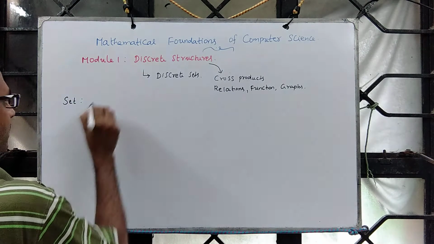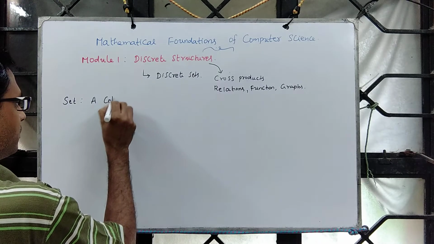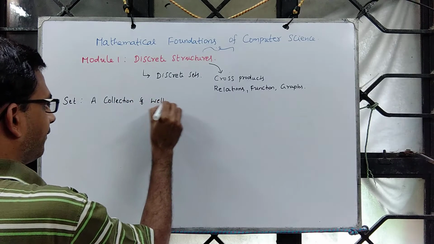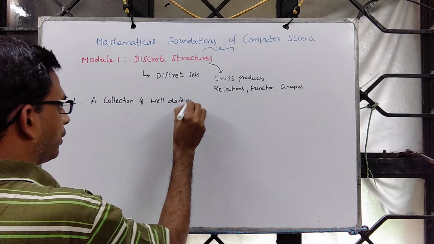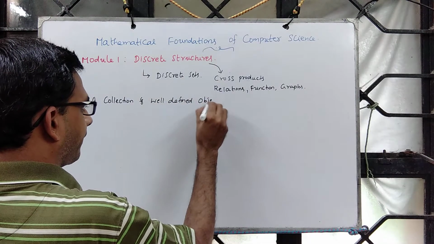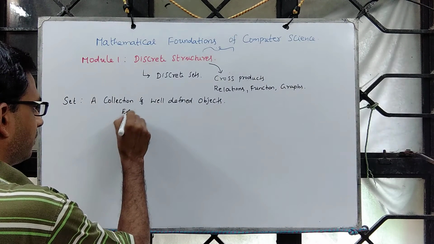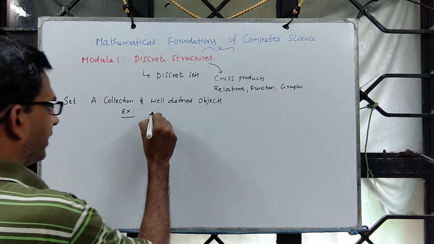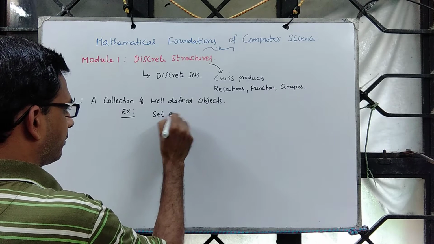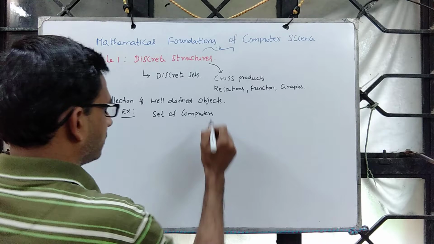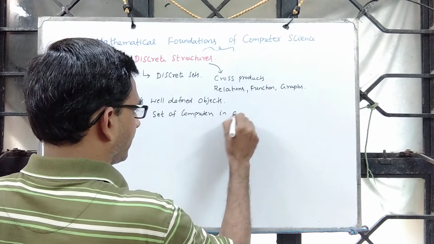A set is a collection of well-defined objects. For example, you say set of computers in a computing lab.